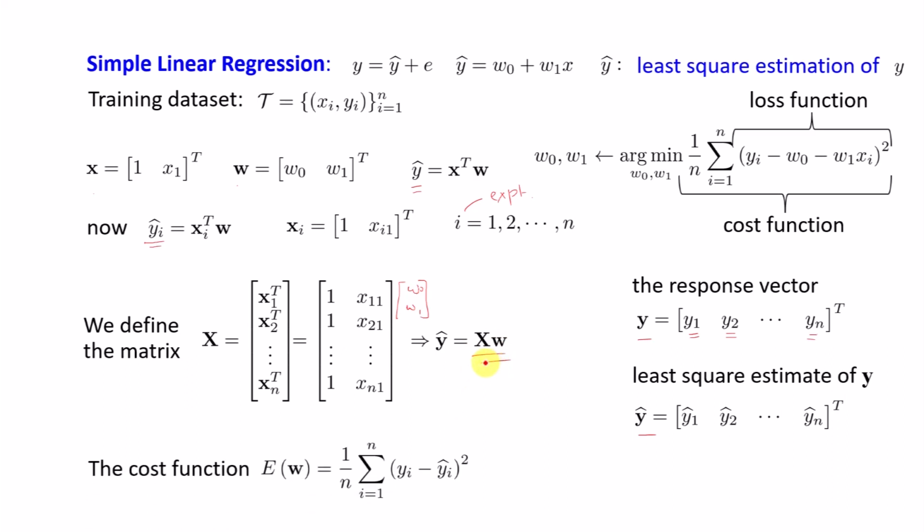Now we come back to the cost function, that is E, which is a function of w0 and w1, which means in this case it is a function of the vector w, which is given by 1 by n summation of yi minus yi hat whole square, meaning summation of e square.